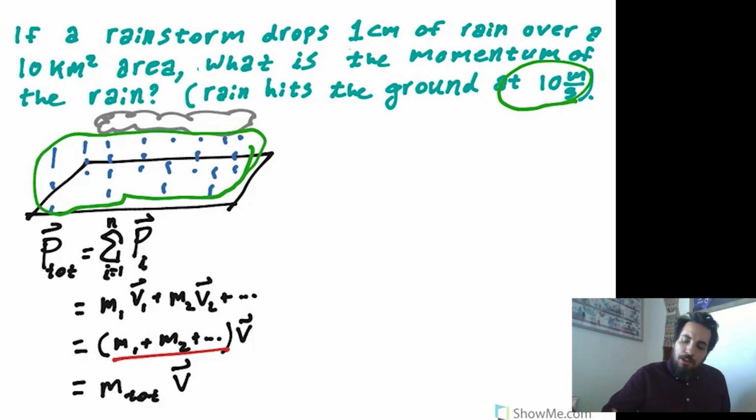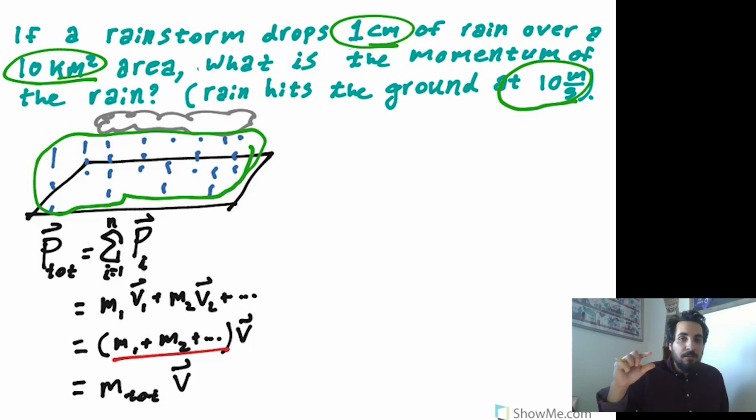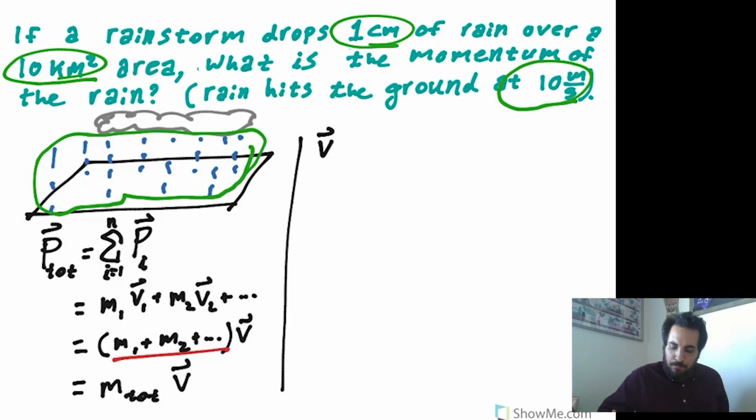Well, we look at the problem again and we see that the problem tells us that we have 1 centimeter depth of water that hits the ground. 1 centimeter of rain hits the ground. And we are given a 10 square kilometer area. With that, we could actually figure out the volume. How do we find the volume? Well, the volume is area multiplied by height.